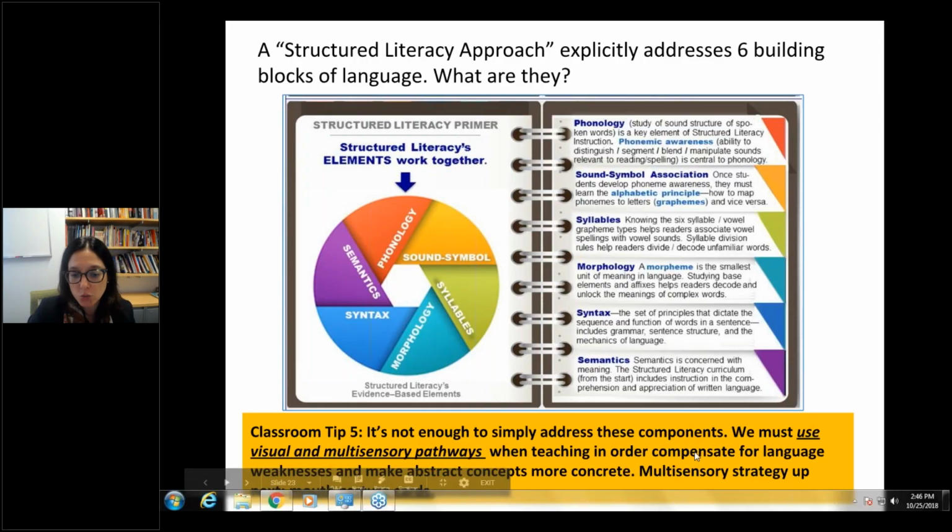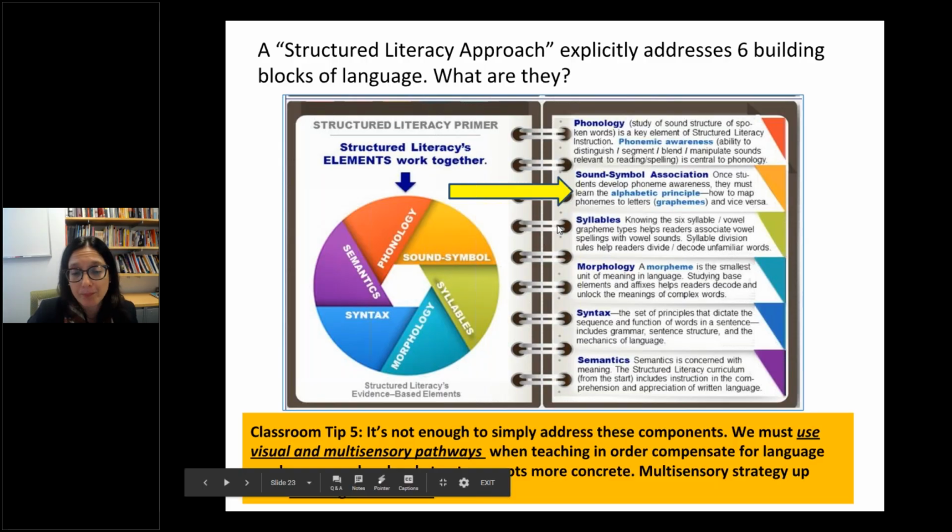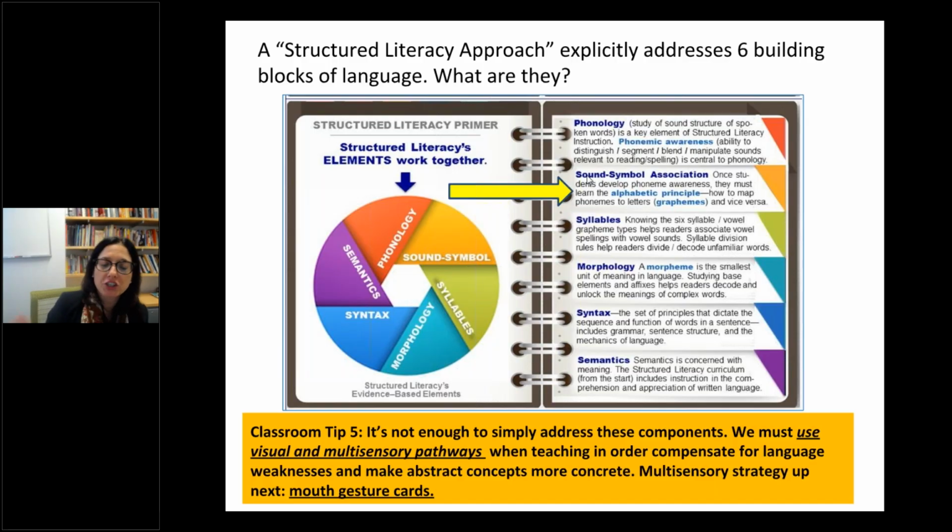We must use visual and multisensory pathways when teaching, especially in order to compensate for kids who have weaknesses in language areas. And so, an area that I really focus on in my work with young children is getting the sound symbol association down, which is the alphabetic principle. So I just wanted to share one multisensory strategy or way to make phonemes concrete.